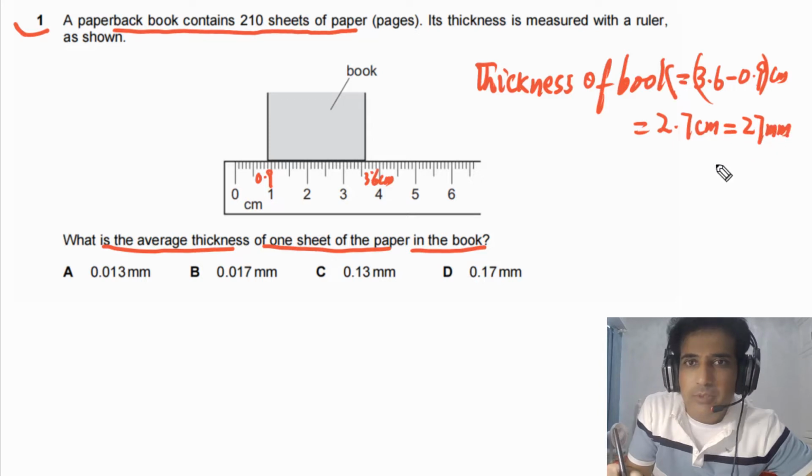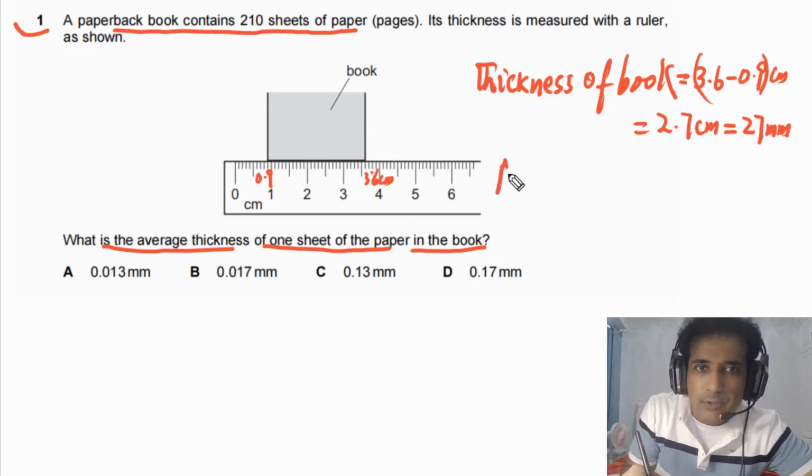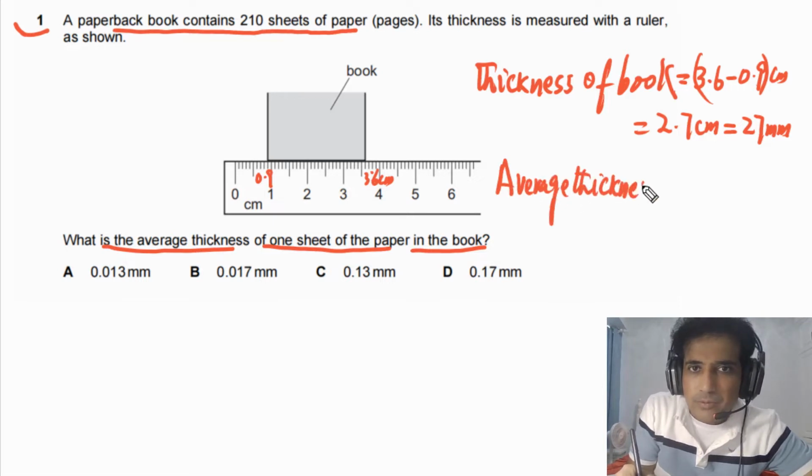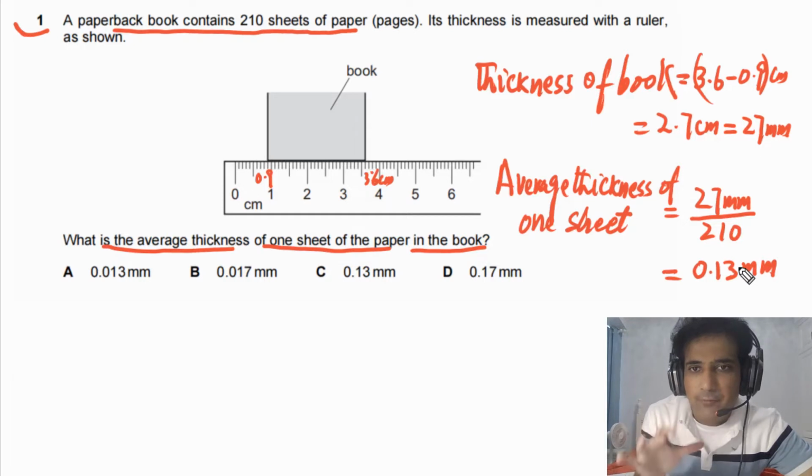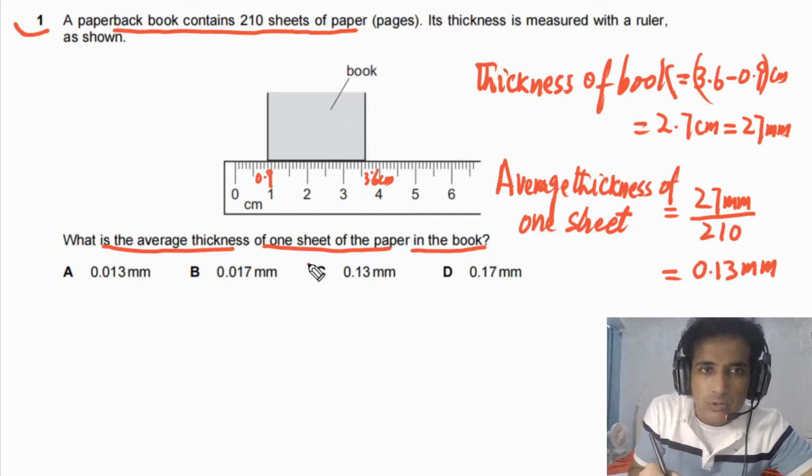If we solve this one, we will get 2.7 centimeters, or we can simply write down this is equal to 27 millimeters. We need to find out the average thickness of one sheet of paper. So we can say one sheet of paper, but we have 210 sheets. Simply we need to divide 27 millimeters by 210. If we divide this one, we will get 0.13 mm. So this is the average thickness of one sheet of paper. So the answer for this question is C.